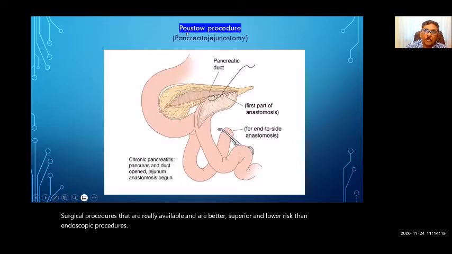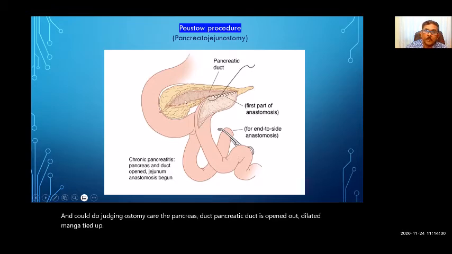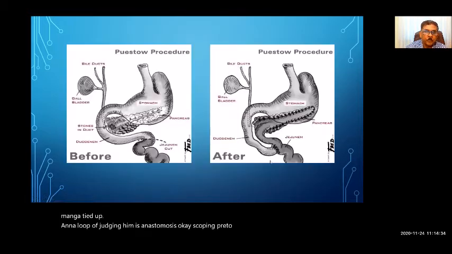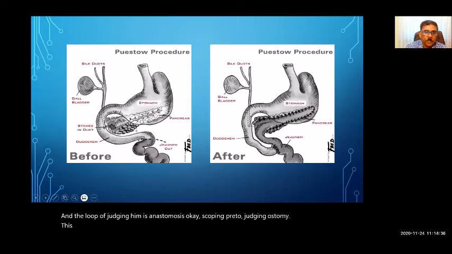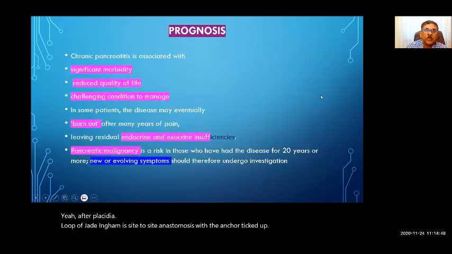This is the Puestow procedure, pancreatojejunostomy. The pancreatic duct is opened out, the dilated pancreatic duct, and a loop of jejunum is anastomosed. So pancreatojejunostomy. This is before the procedure, normal. And here, after the procedure, the loop of jejunum is anastomosed side to side with the pancreatic duct.